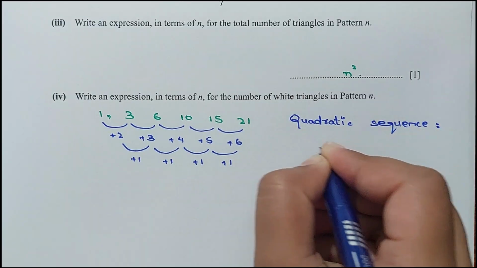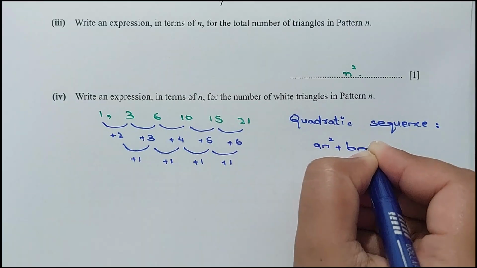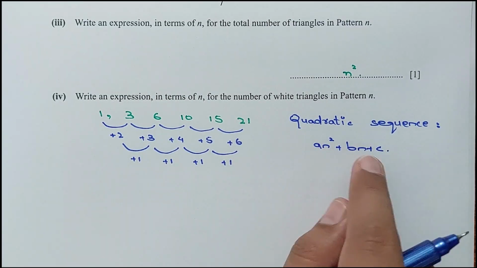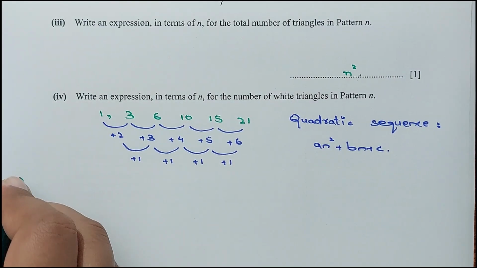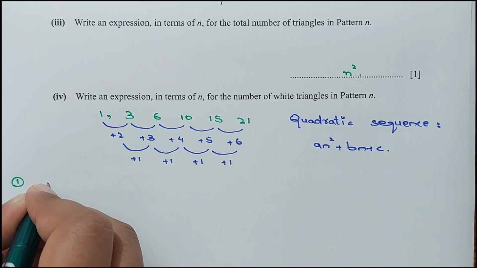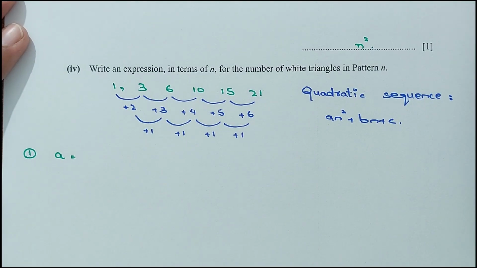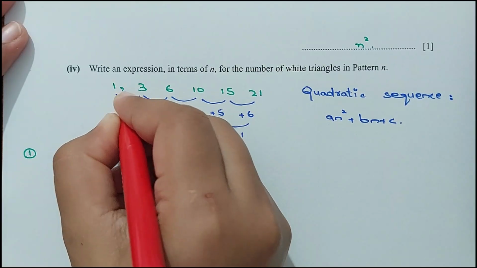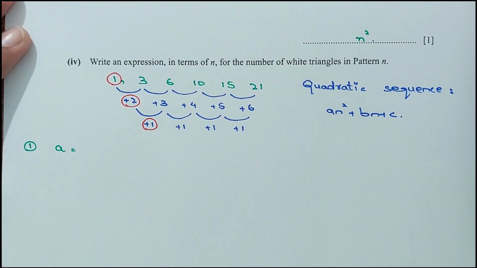So the nth term for a quadratic sequence is an² + bn + c. That is the quadratic sequence. Now we have to find what a, b, and c are. The first thing is to get the value of a. Try to focus on this carefully. We have to use 3 equations, but we have to start from the backward.